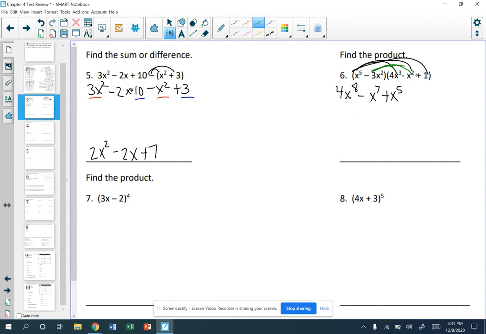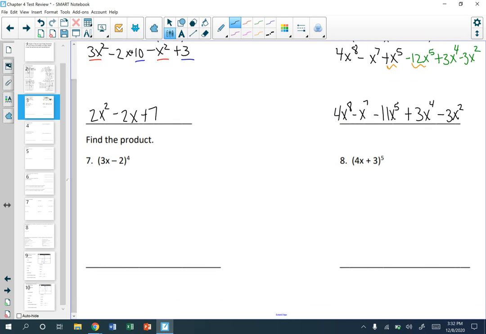Now I move to the negative 3x squared to get me negative 12x to the 5th plus 3x to the 4th minus 3x squared. Okay, now again, I'm going to look for like terms, which in this case is just the x to the 5th term. So my final answer is 4x to the 8th minus x to the 7th minus 11x to the 5th plus 3x to the 4th minus 3x squared.